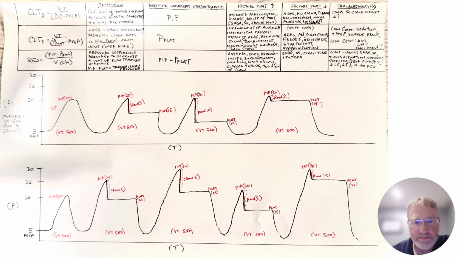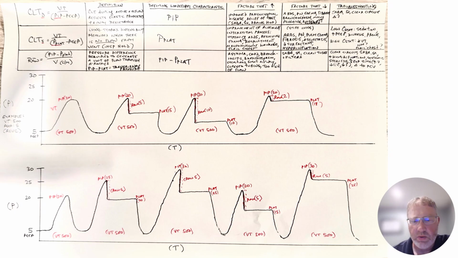Hopefully this helps. If you have any questions, let me know. Go ahead and play with these. Play with the numbers. You know, if one thing stays the same and the other changes, what happened? Where's the issue? Is it a dynamic compliance issue with the PIP? Is it a Raw issue, which usually equates to increased PIPs in general? Or is it a true lung compliance issue?